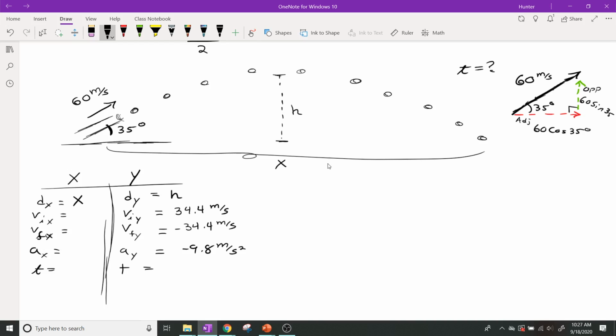60? Can't be 60. 60 is the total speed at 35 degrees. I need this. Because if I add both the horizontal speed and the vertical speed together with the Pythagorean theorem, I should get 60 meters per second. But 60 plus something else will never be 60. What is it?